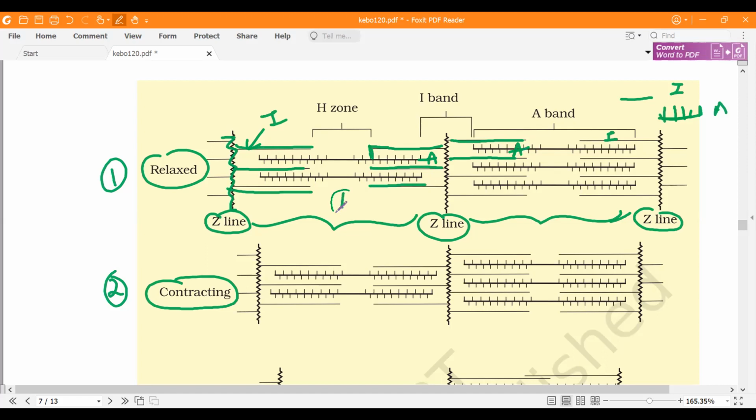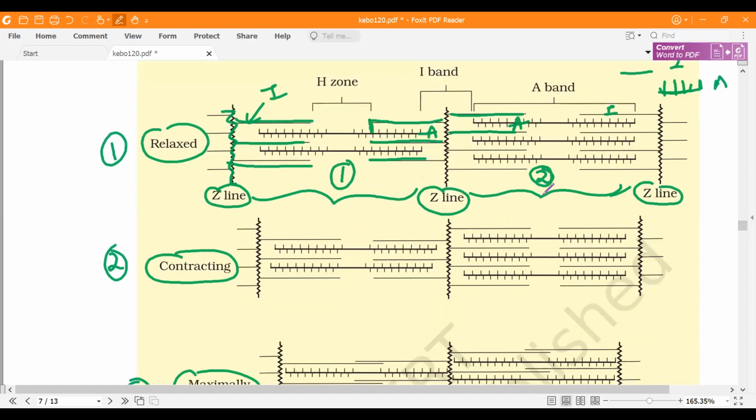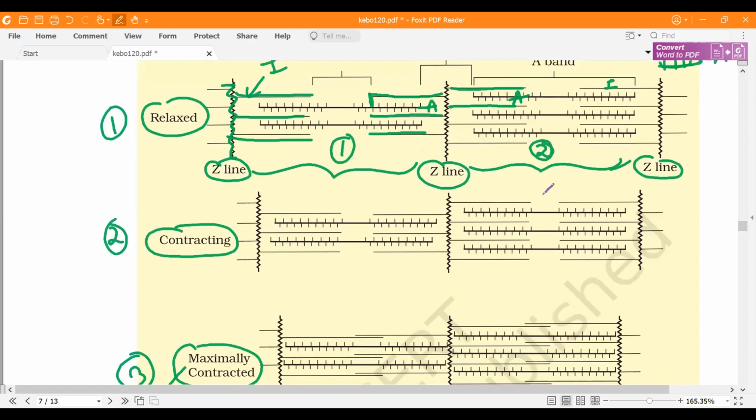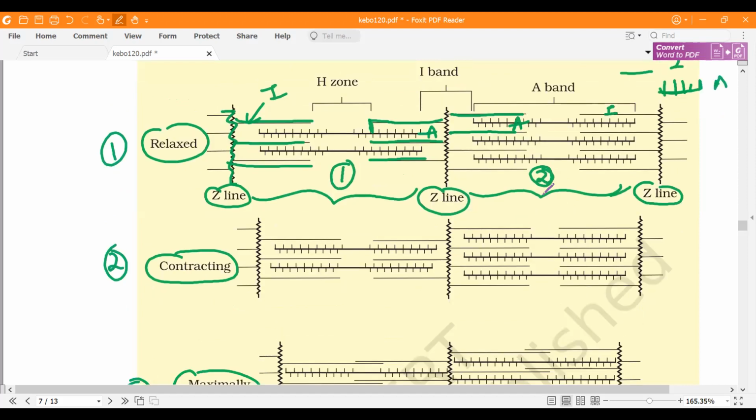This is one. This is two. Such questions have been asked from diagrams. As you can see, during the relaxed stage, the I band is partially overlapping the A band. That's why the only region where we can see the A band is termed the H zone.